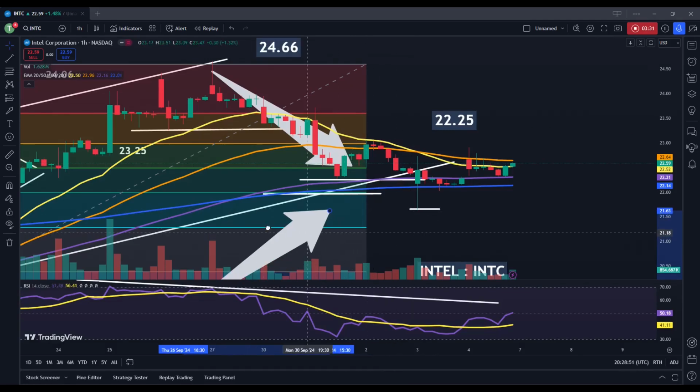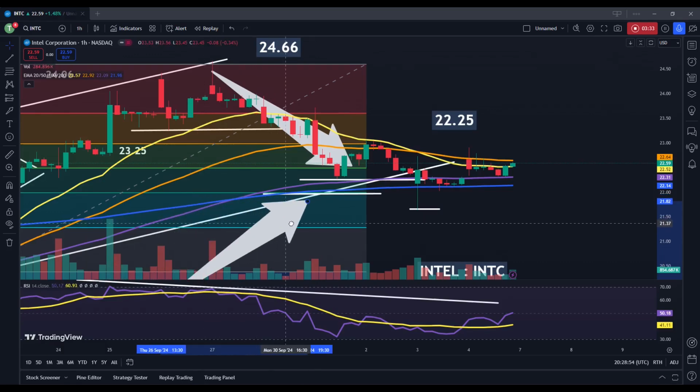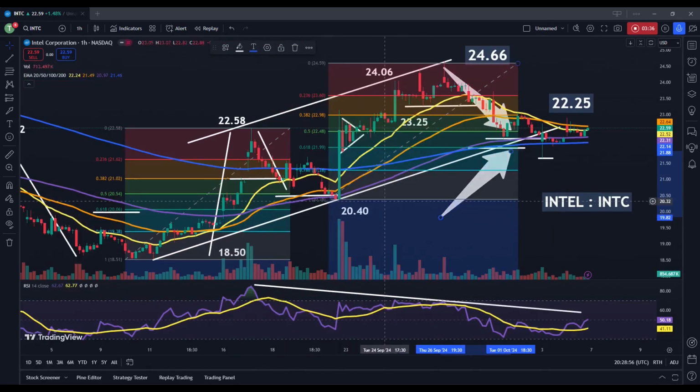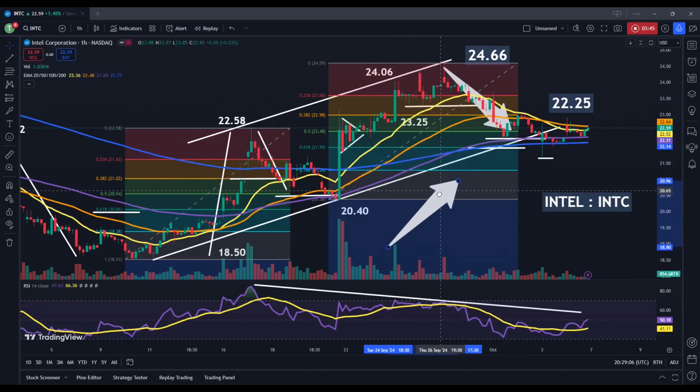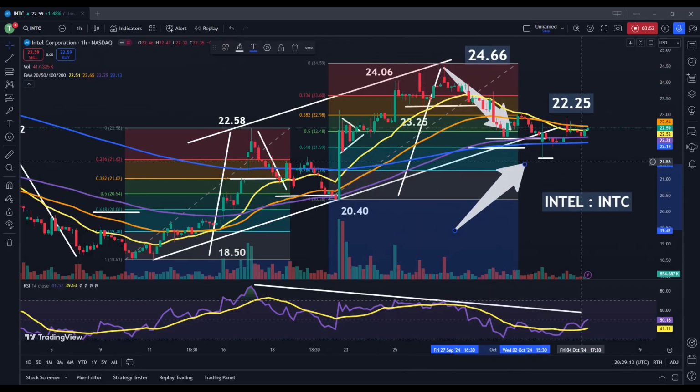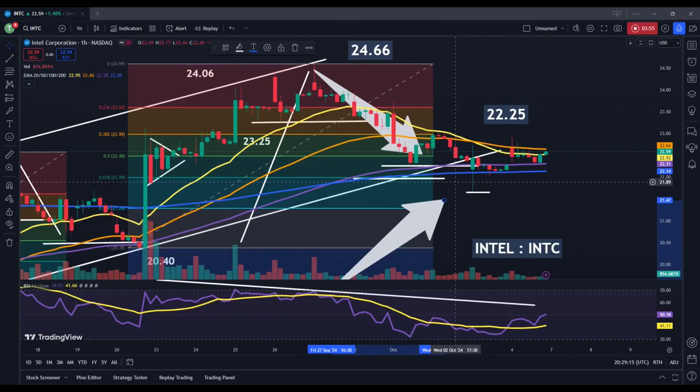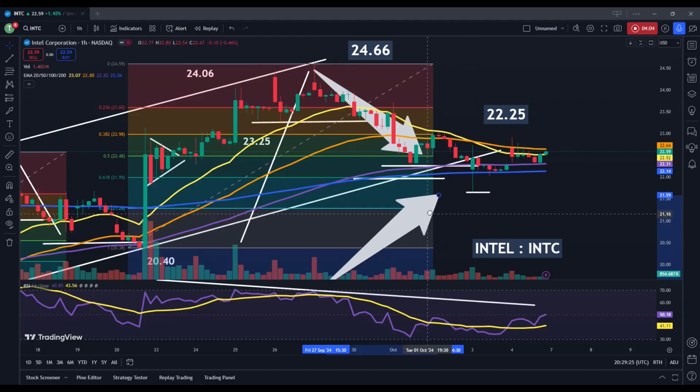The first thing that I would point out here is that this is the 61.8% Fibonacci retracement of the major move from $20.40 to 24.66. That would essentially be this price movement here. As we can see, share prices have started to retrace most of those gains. We have now lost roughly 60% of those gains, and that 61.8% retracement rests just below that $22 mark. So that's one technical signal to watch.